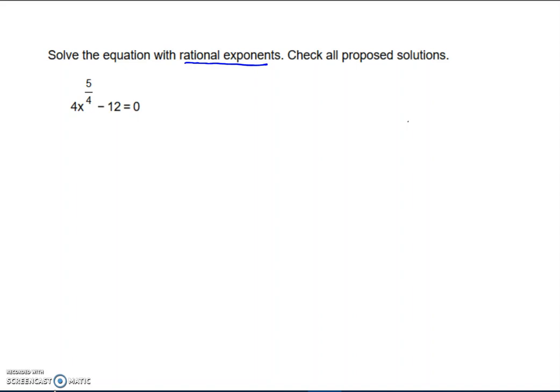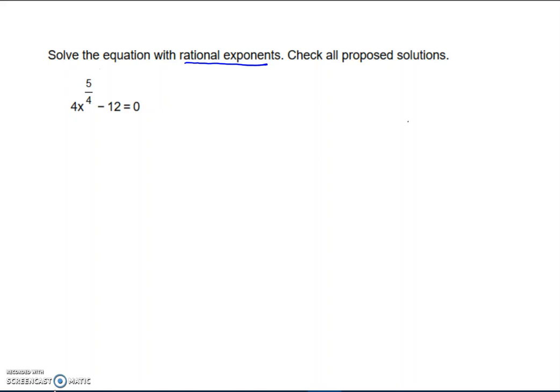So what we have to do is, first of all, remember that if the numerator of this rational exponent is odd, then there's only going to be one solution instead of two solutions. When the exponent has an even numerator, then there'll be two solutions. All right, so we know there's going to be one solution to this thing.